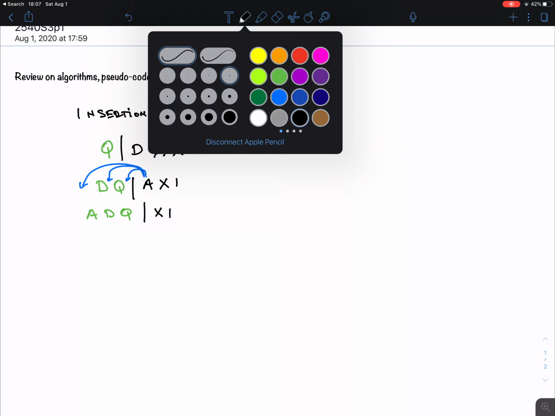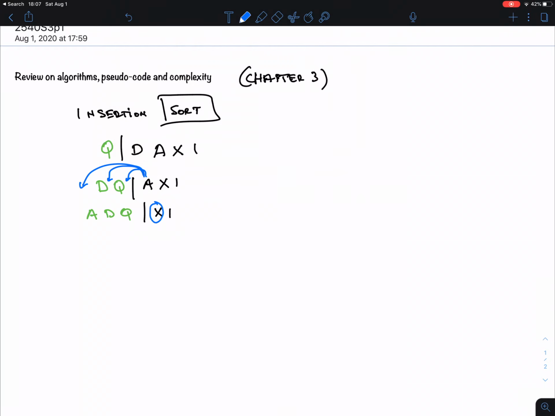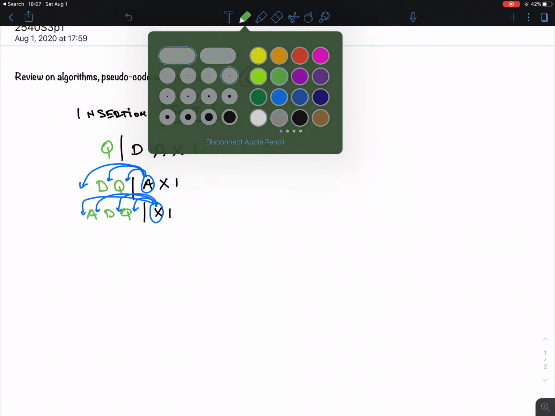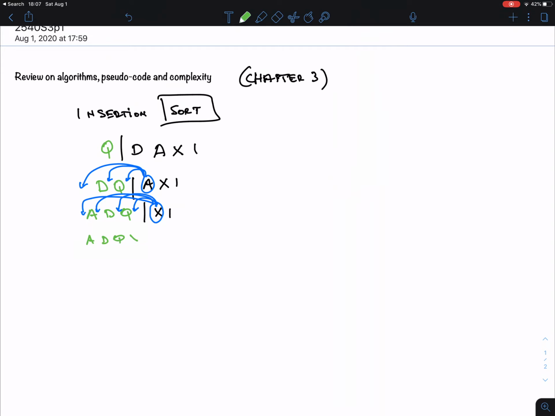So the next step in our algorithm is you take this X, and then you say, where does it go? Is it less than A? No, it is not. Is it less than D? No, it's not. Is it less than Q? No, it's not. So it goes all the way there. So we get, this was in green, A, D, Q, X, and then left is I. This is I, okay?